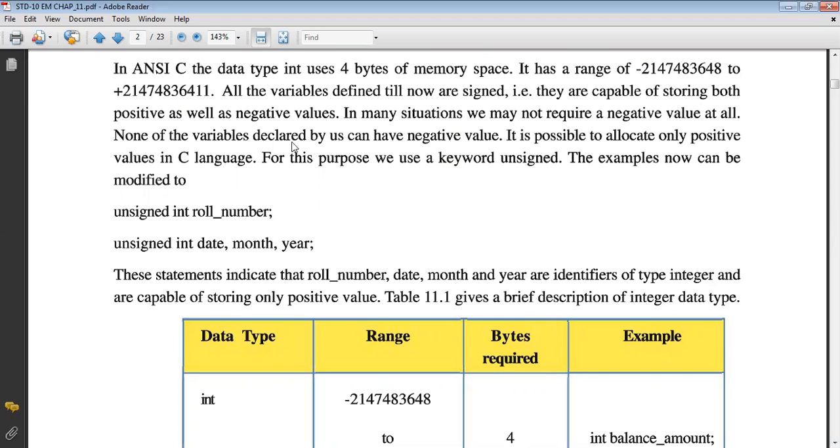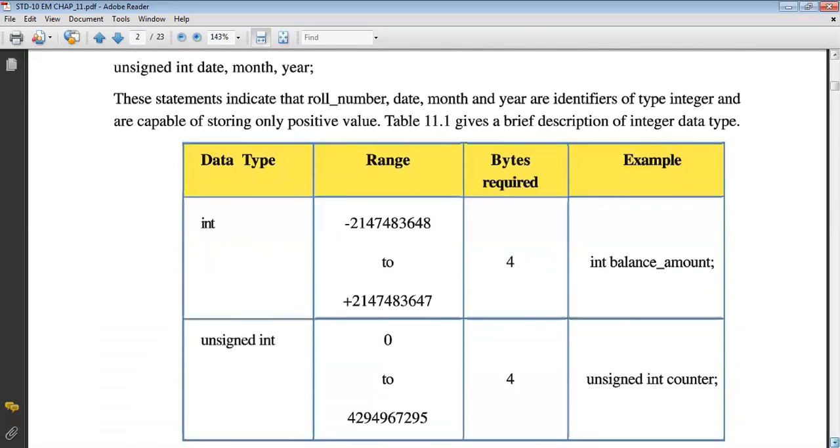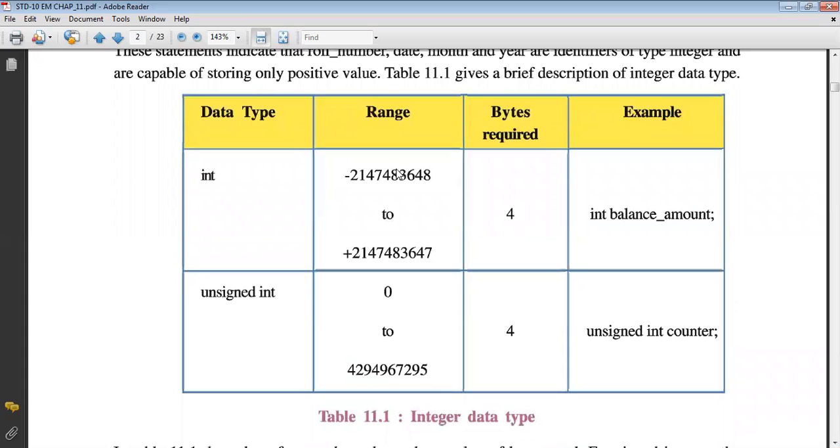None of the variables declared by us can have a negative value. It is possible to allot only positive values in C language. For this purpose we use the keyword unsigned. The examples can now be modified to unsigned integer roll number, unsigned integer date, month, year. This table is explained very nicely. Integer has a range including negative and positive. When we define unsigned integer, the range is 0 to 4294967295. I hope you will understand.